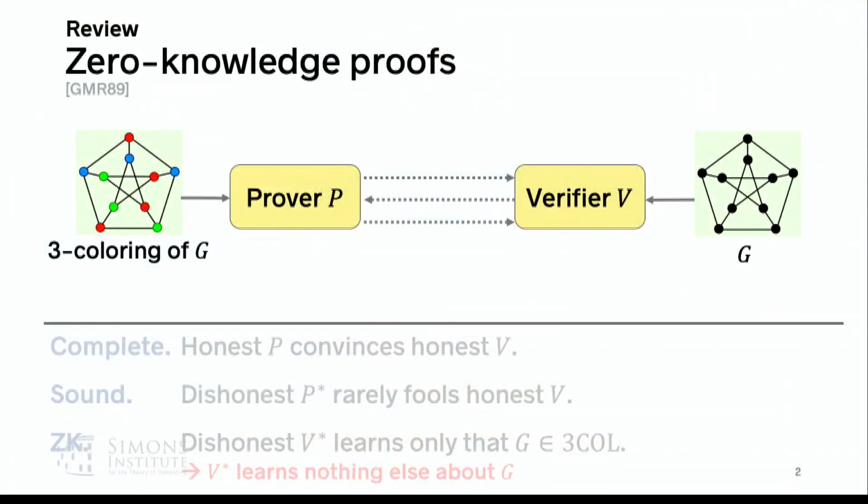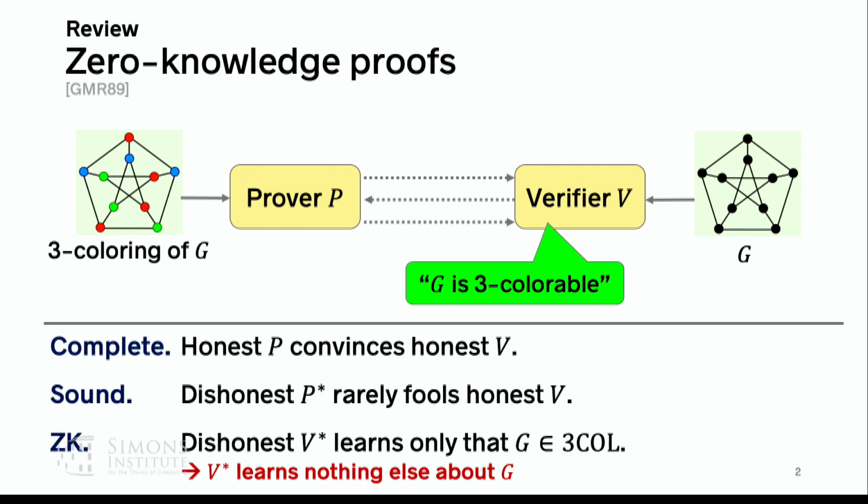So we've seen already zero-knowledge proofs. I'm not going to bore you to death with the definitions, but I just want to give you the picture so that I can give you the contrasting picture on the next slide. Think of a prover and a verifier, with the prover holding a graph and trying to convince a verifier who has the same graph that this graph is three-colorable. Of course, we want these protocols to satisfy natural notions of completeness, soundness and zero knowledge.